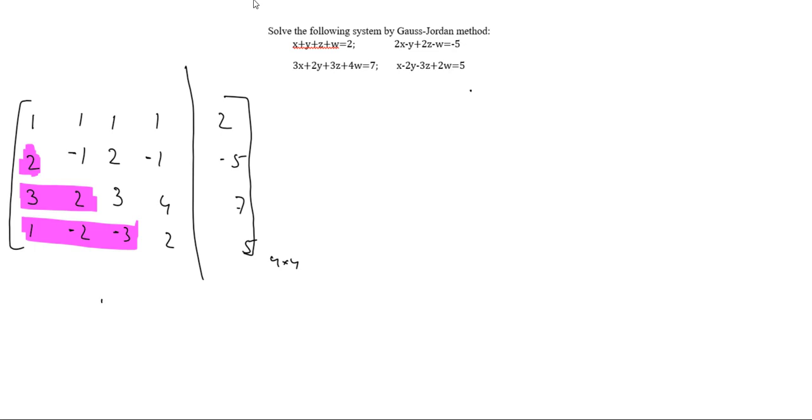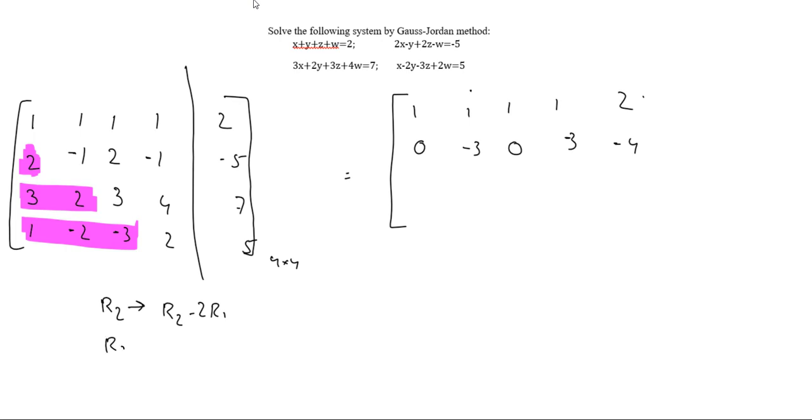We can write R2 as R2 minus 2R1. Row 1 is 1, 1, 1, 1, 2. R2 minus 2R1: 2 minus 2 is 0, minus 1 minus 2 is minus 3, 2 minus 2 is 0, and minus 1 minus 2 minus... 1 minus 5 minus 4 gives minus 4.